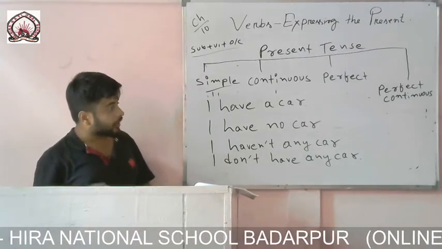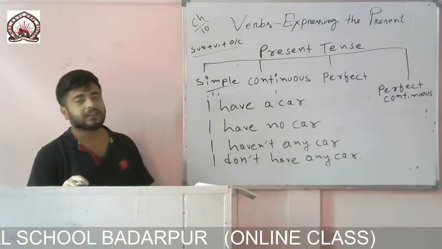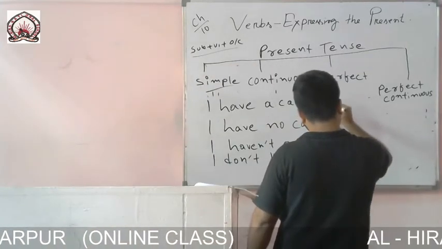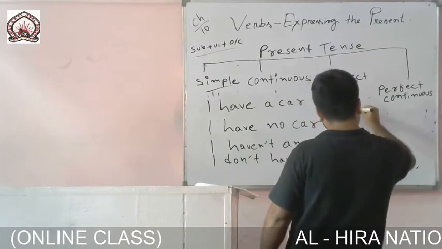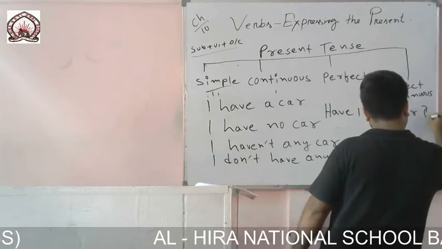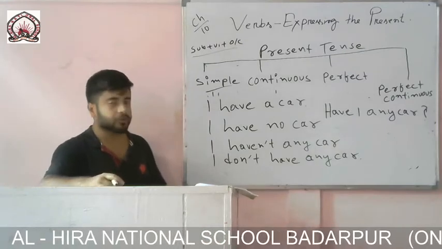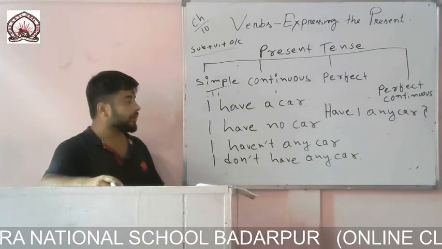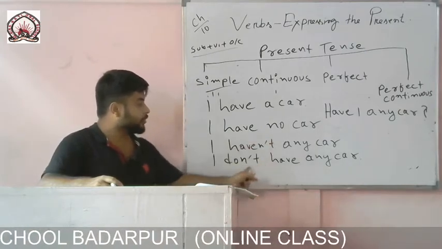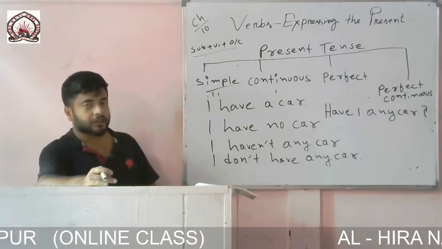Now if we want to transform this affirmative sentence into interrogative, we can change it like this: Have I any car? Since it is interrogative, at the end we have to put a question mark. Or you can also write, do I have any car?